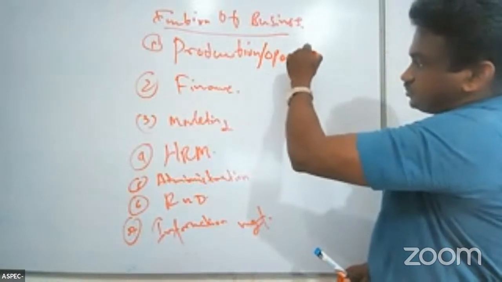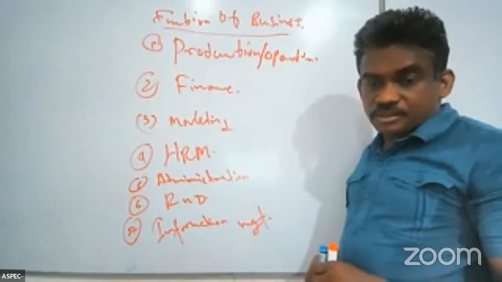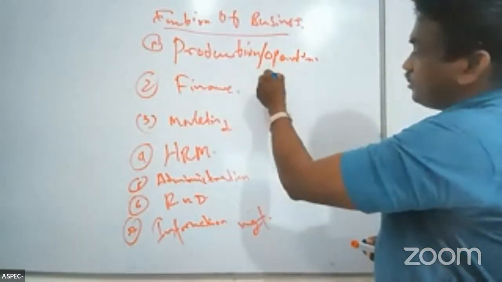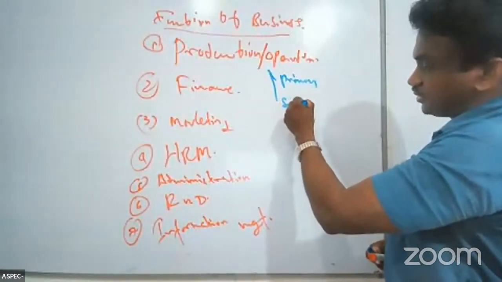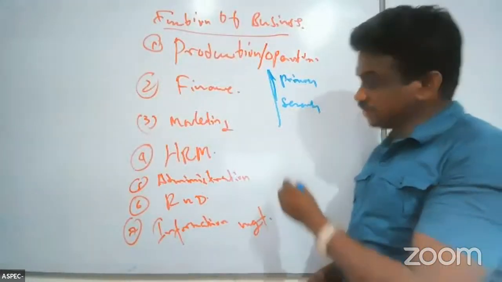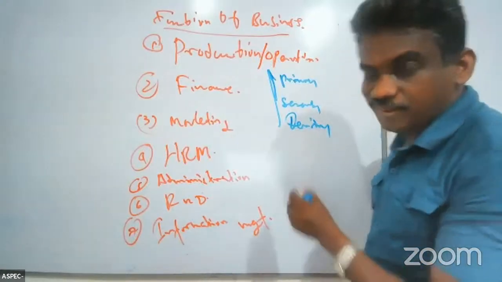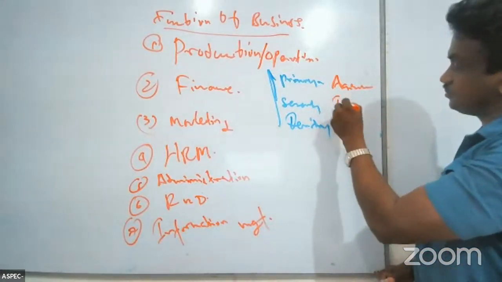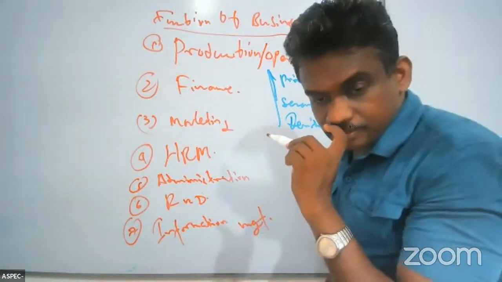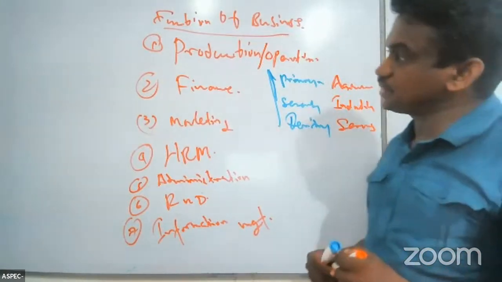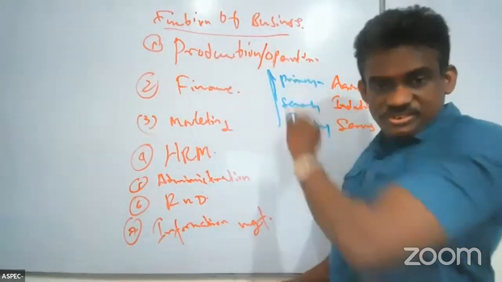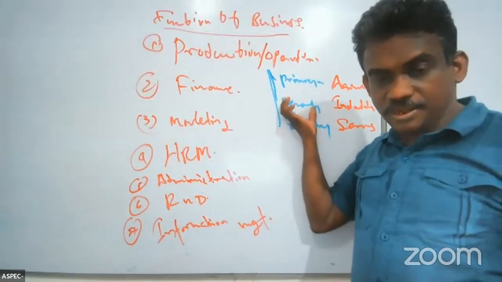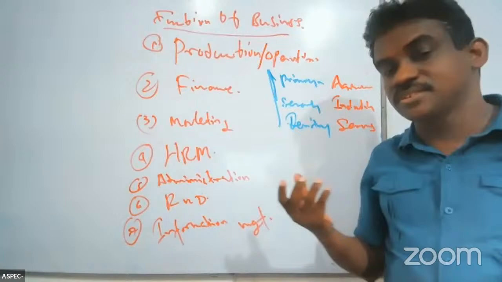Production can also be explained under three heads. What are they? Primary, secondary, tertiary. Primary is agriculture. Secondary, industries. Tertiary means services. You can see the functions of business. First one, production operations. It can be discussed under three heads: primary production, secondary production, tertiary production. That means agriculture, industries, and services.